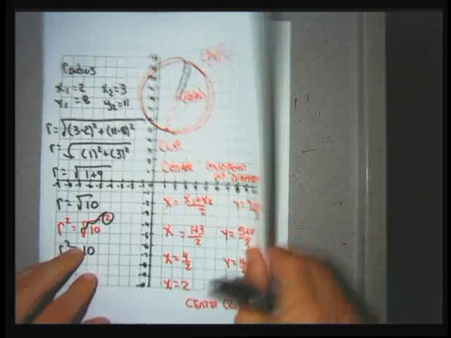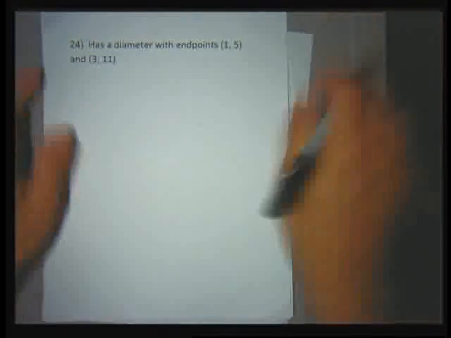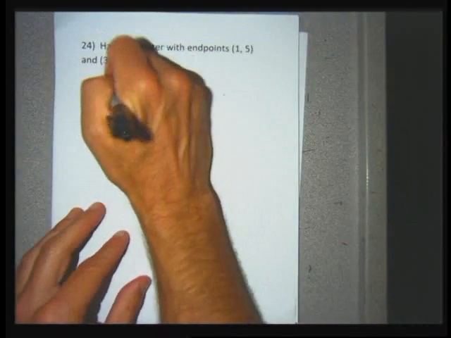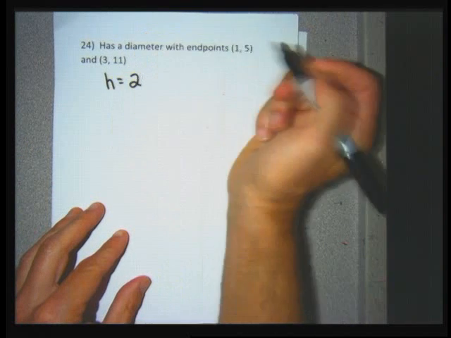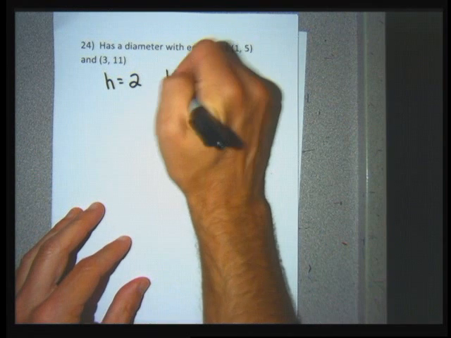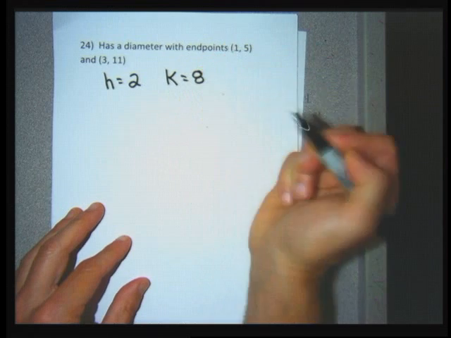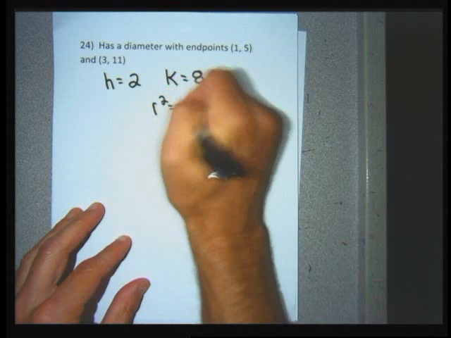And I'm done with my algebra. So in this problem, the h is the x-coordinate of the center, which is 2. The k is the y-coordinate of the center, which is 8. The radius squared is 10.